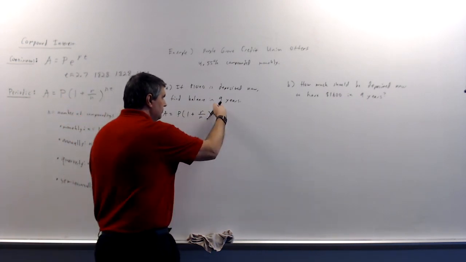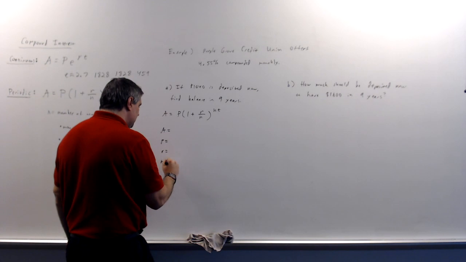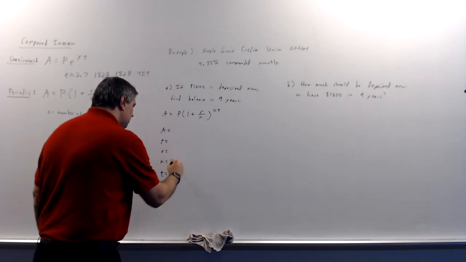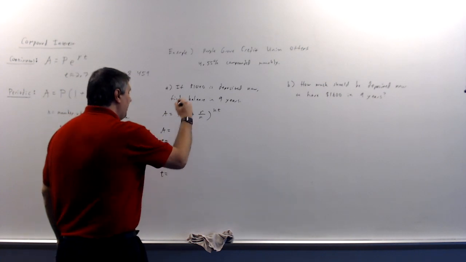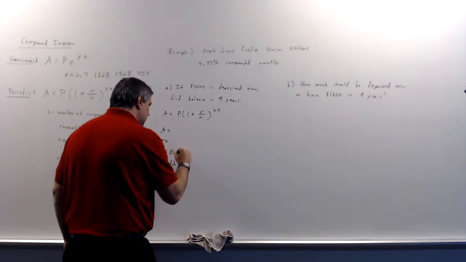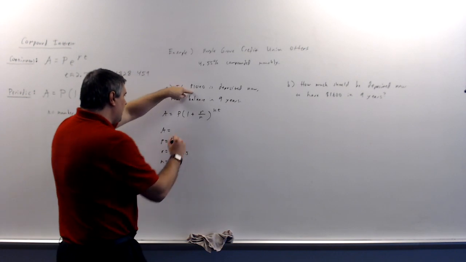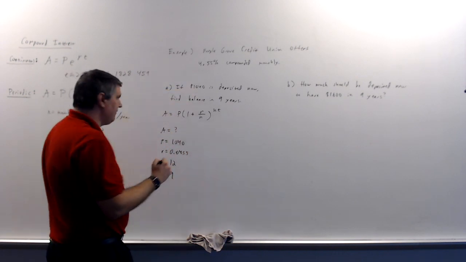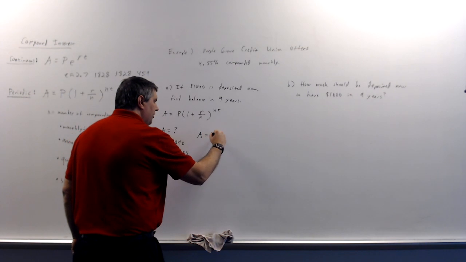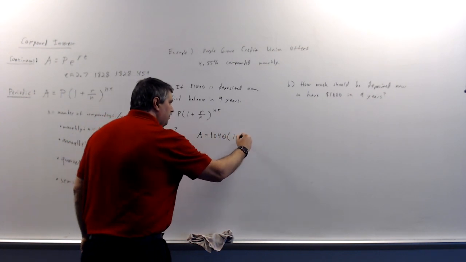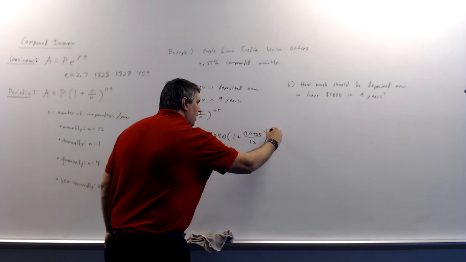So, A equals, P equals, R equals, N equals, and T equals. So N is 12. It's compounded monthly. The rate is 0.0455. Time is, in this context, 1,040 is deposited now, find balance in 9 years, and we're starting with 1,040. We don't know what the accumulated value will be in 9 years. That's the question. So A equals 1,040 times 1 plus 0.0455 over 12 to the 12 times 9 power.